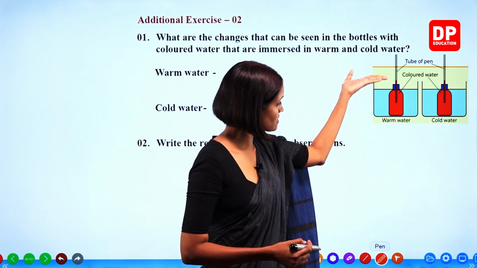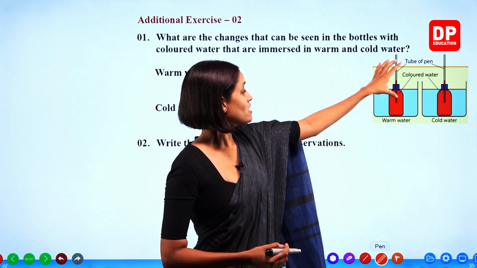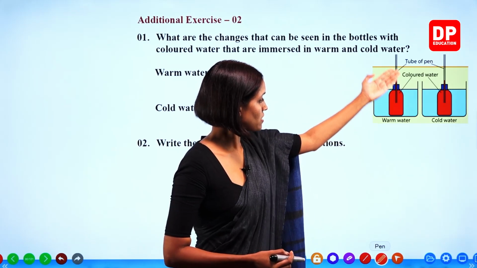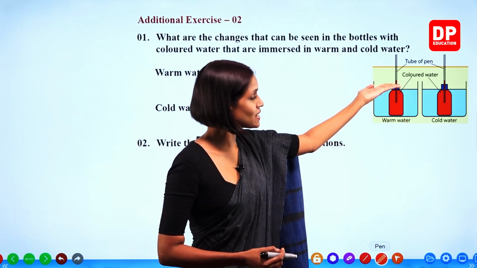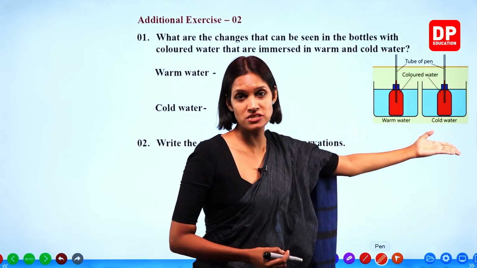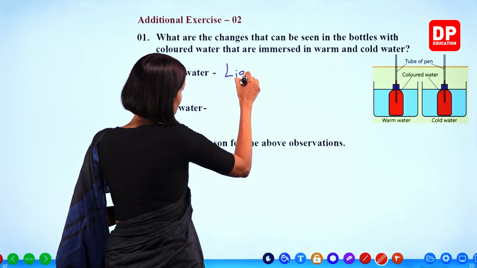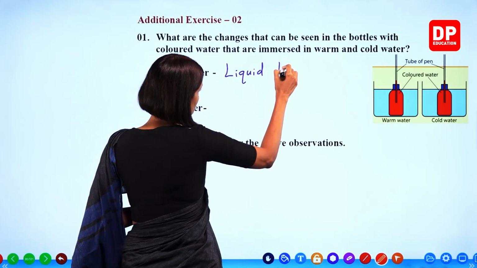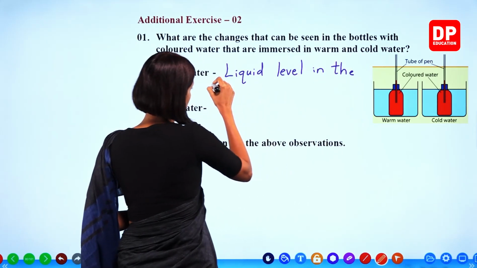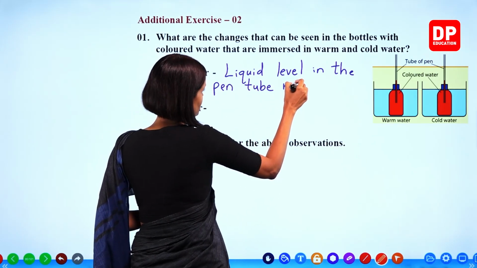Then we immersed one bottle in warm water, the other bottle in cold water. What did we observe? The liquid level in the pen tube of the bottle in warm water rises up, right? Here the liquid level falls down, okay? So in warm water, the liquid level in the pen tube rises up.